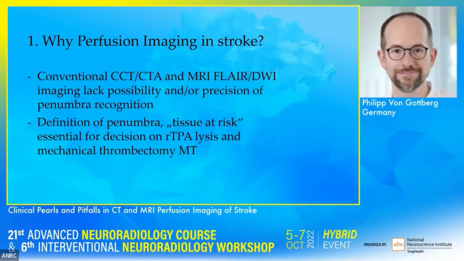So both modalities, both methods, actually don't have the advantages of perfusion imaging, and don't have this high level of identification for penumbra or tissue at risk as perfusion imaging might have. And having this identification of this tissue is actually crucial for the decision on treatment of acute ischemic stroke.